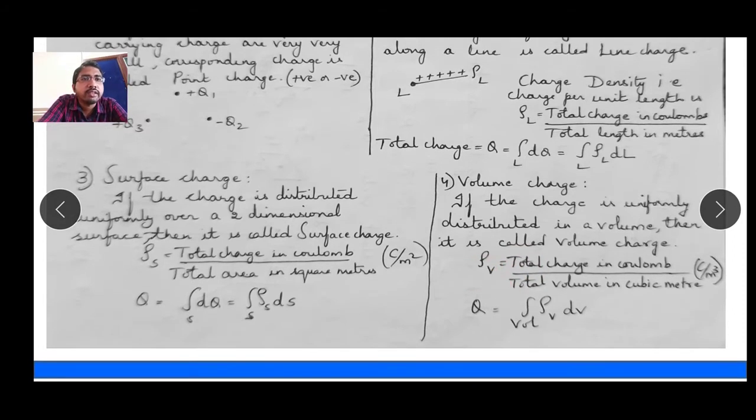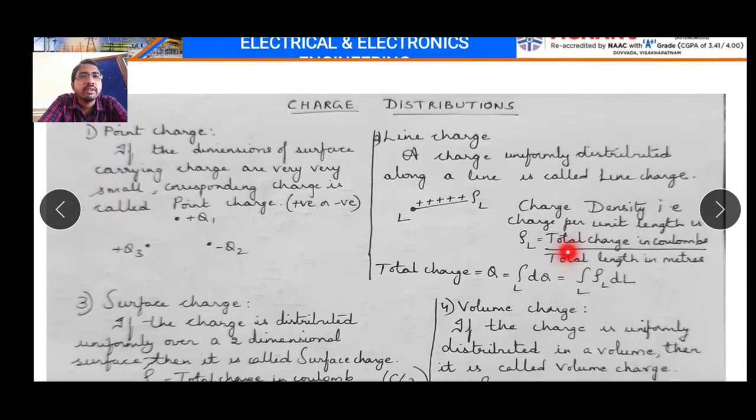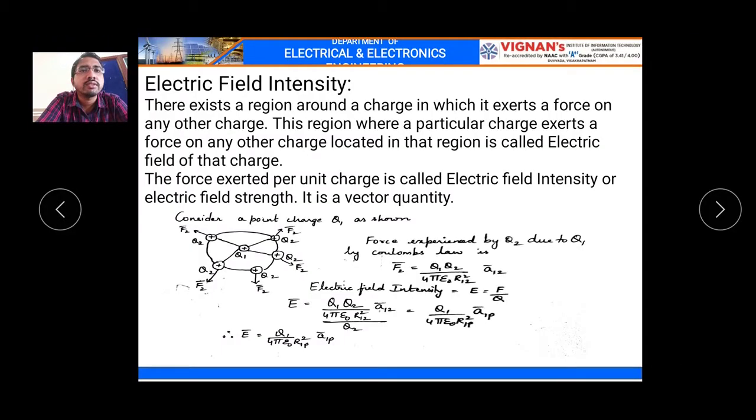Next, volume charge means if the charge is uniformly distributed in a volume, then it is called as a volume charge. Volume charge density is total charge divided by total volume, which is Q equal to integral rho v dv. This is the information about charge distributions.